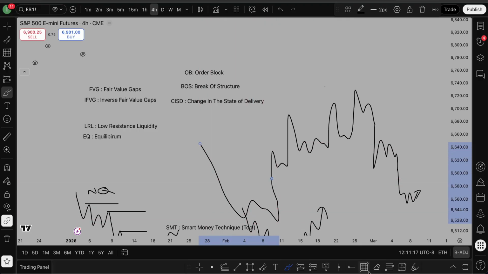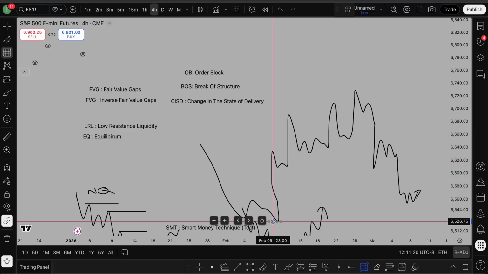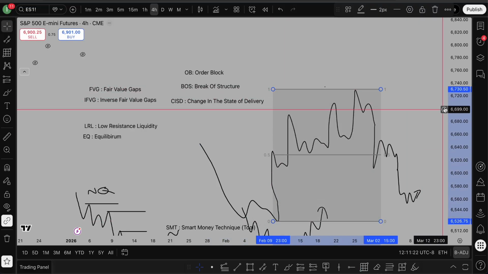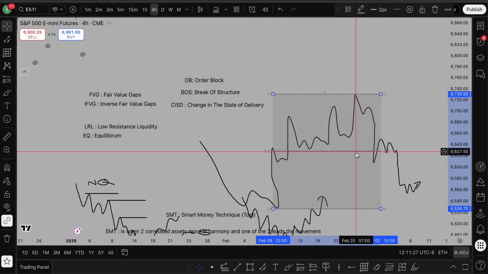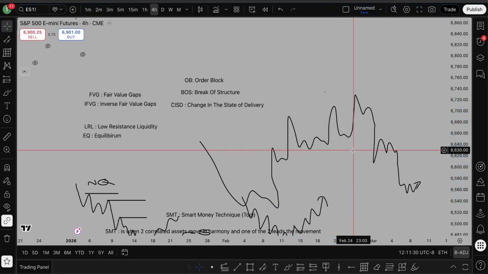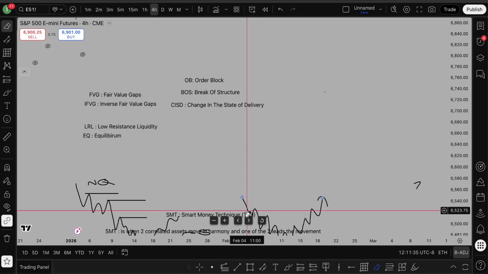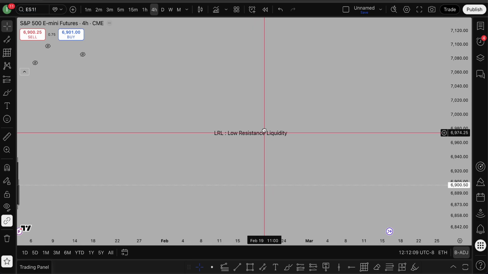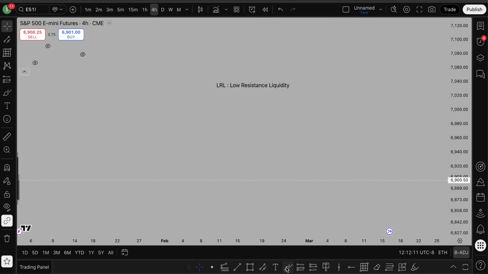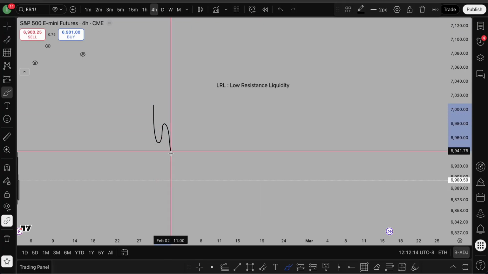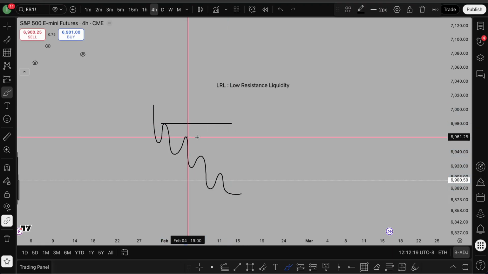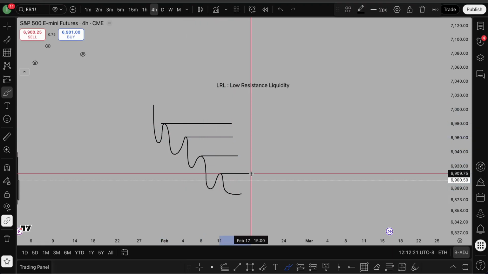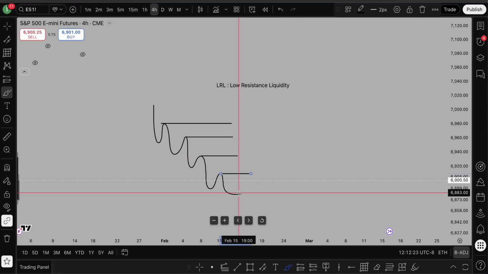So I want to mark out the lowest point to the highest point. So swing high to swing low. And equilibrium is right here, okay? Nothing very complicated about that. Equilibrium is exactly as it sounds, okay? Low resistance liquidity is, like I said previously in one of the last videos, liquidity rests below highs and lows, okay? So that is marked out perfectly as it should, okay?